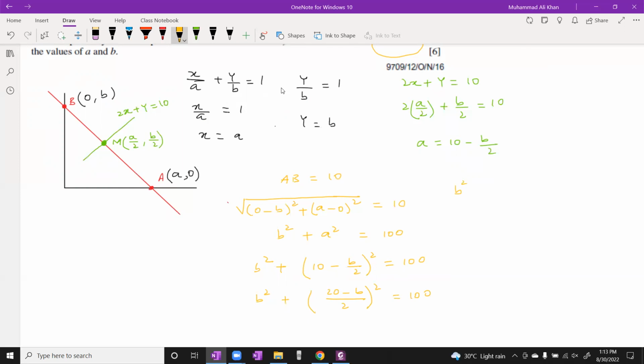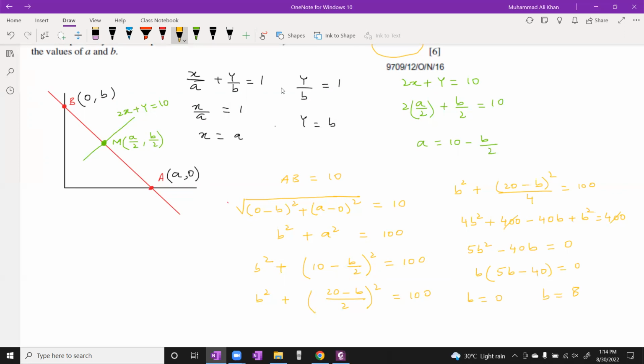नाउ b square plus, ऊपर bracket में 20 minus b का whole square, नीचे 2 का square 4 equals 100. By taking LCM with 4, it will be 4b square plus, expand करें तो a square minus 2ab plus b square equals, क्रॉस multiply हुआ तो 400. b square plus 4b square, 5b square minus 40b, 400 cancel out equals 0. b common, 5b minus 40 equals 0. एक b की value 0, एक b की value 40 divided by 5, कितना हुआ? 8.